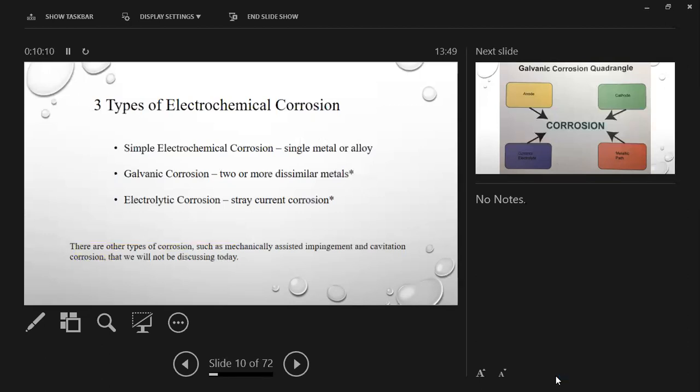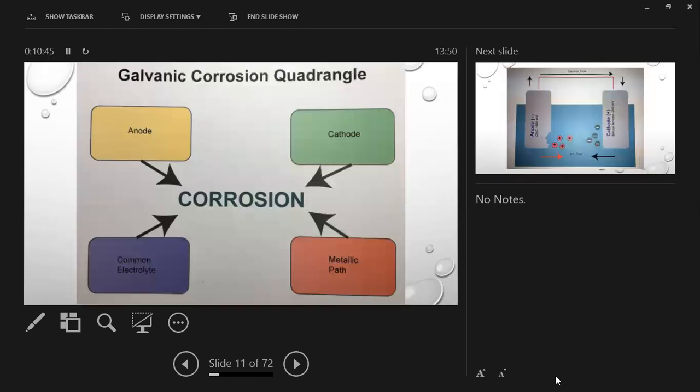The second type of electrochemical corrosion is galvanic corrosion. That's two separate metals or alloys. That's when we get into galvanic corrosion as opposed to single metal corrosion. So we're going to talk about that and specifically how a shore power system can aggravate and cause that problem. Then the third type of electrochemical corrosion is electrolytic corrosion or stray current corrosion. So we're going to focus on the last two, galvanic and electrolytic corrosion.